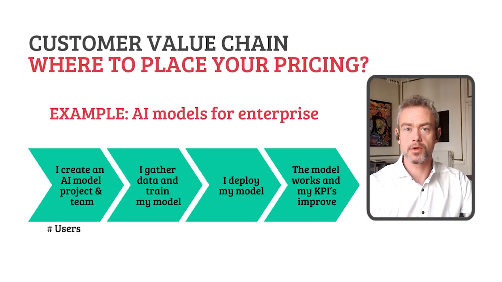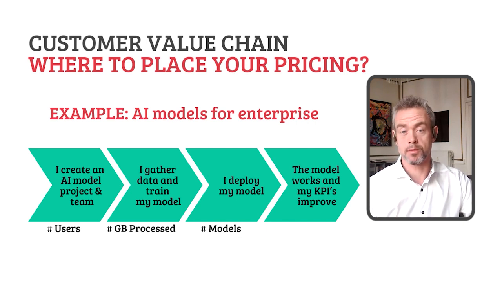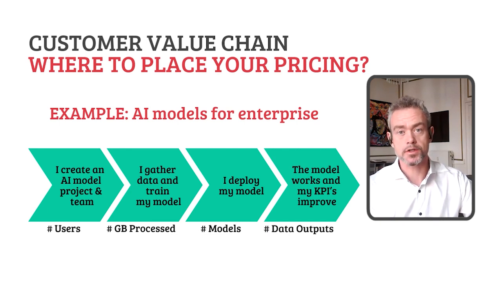At each of these steps in the value chain, in the value creation process of the bank, we can measure different things. So at step 1, where we have the team and the budget, we can measure number of users. At step 2, we can measure number of data sources. We could measure number of sketch models that are being worked on. We could measure gigabyte intake and so forth. At the third step, we could measure number of models in production. And at the fourth step, we could measure something like data outputs, like credit scores, for example.